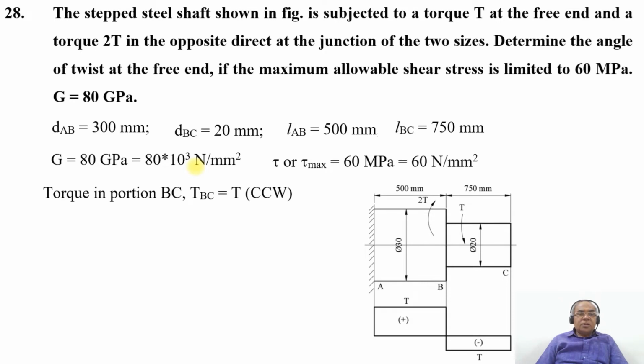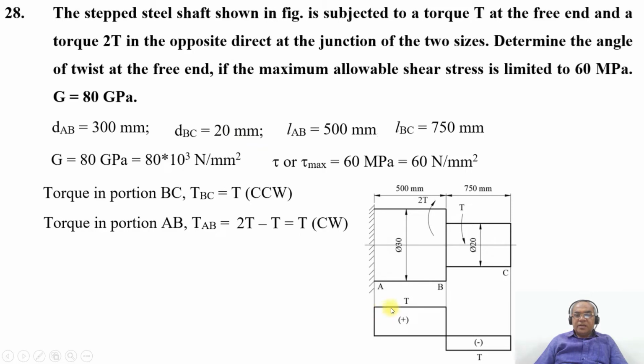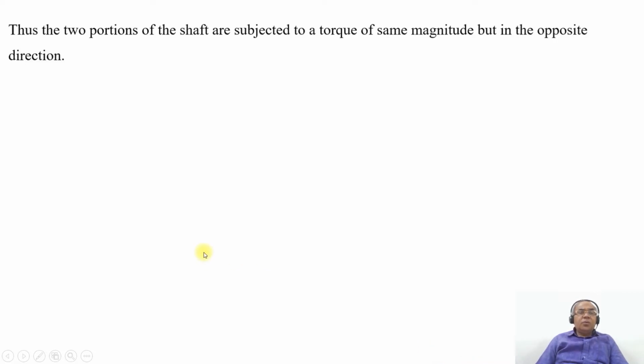So the torque on the portion BC, we need to find out, TBC will be equal to T, which will be in the counterclockwise direction. The torque in the portion AB, TAB, will be equal to 2T minus T, which is equal to capital T, in the clockwise direction. Since it is clockwise, it is positive. You can see here in this section, TAB torque is in the positive direction and the torque on BC will be in the negative direction because it is counterclockwise. Thus the two portions of the shaft are subjected to a torque of the same magnitude but in opposite direction.